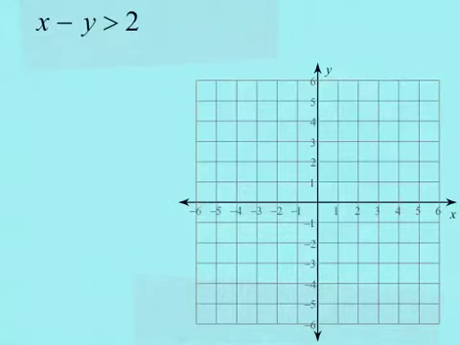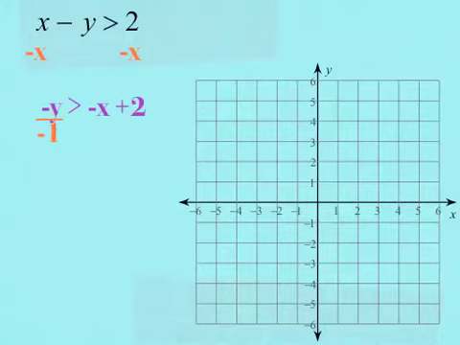The next example, we have x minus y is greater than 2. Again, this is not in slope-intercept form, but I can write it in slope-intercept form fairly easily. The first thing I need to do is subtract x from both sides, which would give me negative y is greater than negative x plus 2. I cannot solve for a negative y. I need to have a positive y before I can say it's in slope-intercept form.